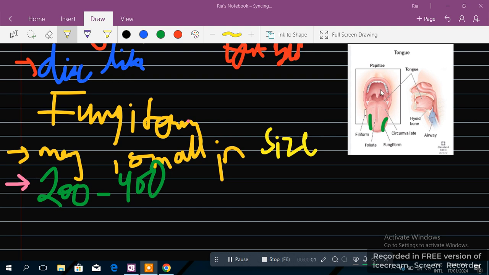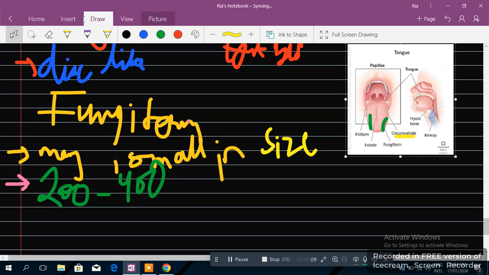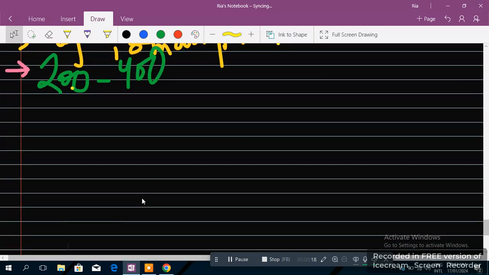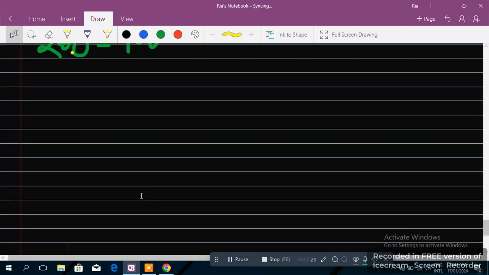So we were discussing a lot of forms. In that we discussed fungiform and circumvallate papillae. So this was done. The last point of fungiform remaining, I've just written, these would be present like 200 to 400 in number. So I'm sure this would be very much clear. I mean, I've discussed it in the last video.